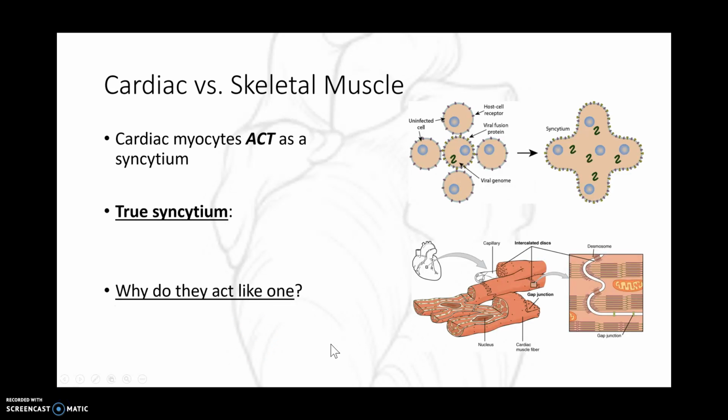Okay, so we're still going to be talking about the cardiac and skeletal muscle cells. Cardiac muscle cells operate as a syncytium. What is a syncytium? A true syncytium, in this setting, is where the protoplasm of one cell is free to move back and forth in between cells. That's what a true syncytium is. So cells can freely move in and out of each other's protoplasm. So this would be it over here.